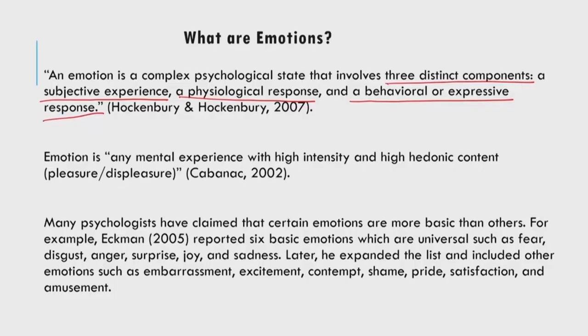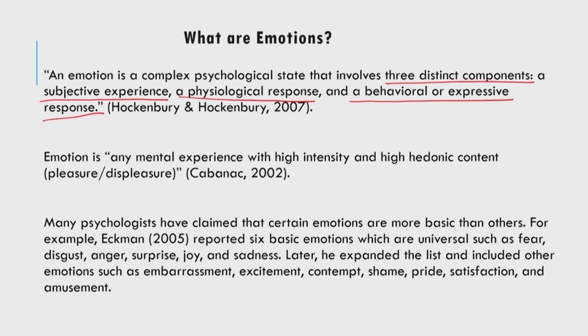And then the behavioral and expressive response. With anger, we show certain behavior. You may show certain behavioral tendencies, such as scolding somebody or beating somebody; some kind of behavior will be associated with it. So every emotion has these three important components. For some emotions it is difficult to distinguish them from others, but some emotions have very clear-cut components.